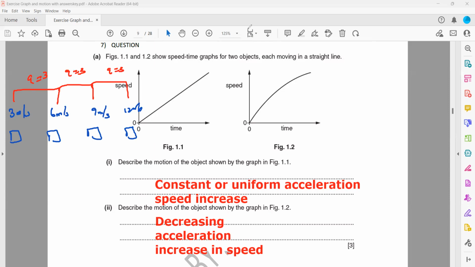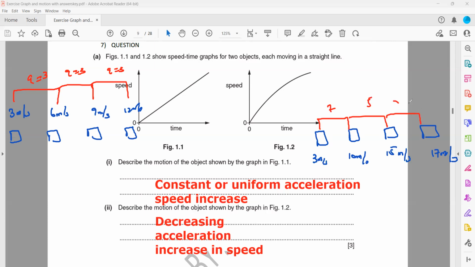What about the second graph? The second graph shows that the change in the speed is decreasing. Speed is increasing, but the change in the speed is decreasing. For example, say it was 3 meters per second, then 10, then 15, then 17 meters per second. How much is the change? 3 becomes 10, so that's 7 acceleration; 10 becomes 15, 5 acceleration; 15 becomes 17, the change is 2. So here acceleration is decreasing but the speed is increasing. Here acceleration is constant and the speed is increasing.